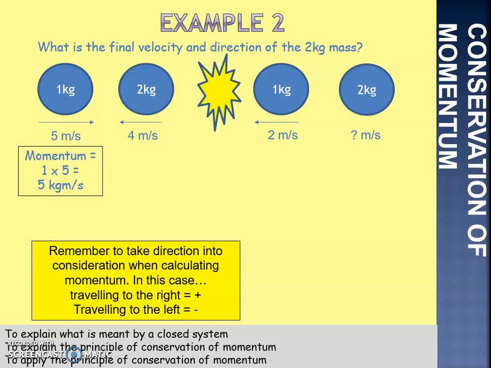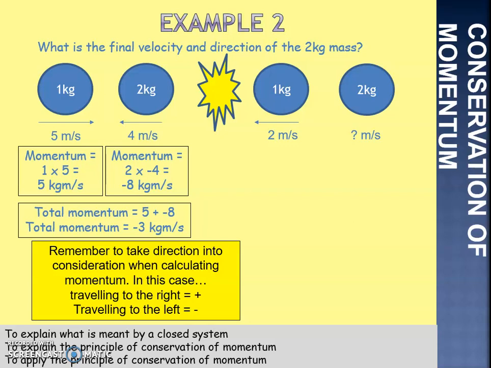So momentum of the first one is 5 kilogram meters per second. Momentum of the second one is minus 8 kilogram meters per second. It's 2 times minus 4. It's travelling in the opposite direction, so to assign that, we give it a negative. So overall, the total momentum is minus 3 kilogram meters per second.